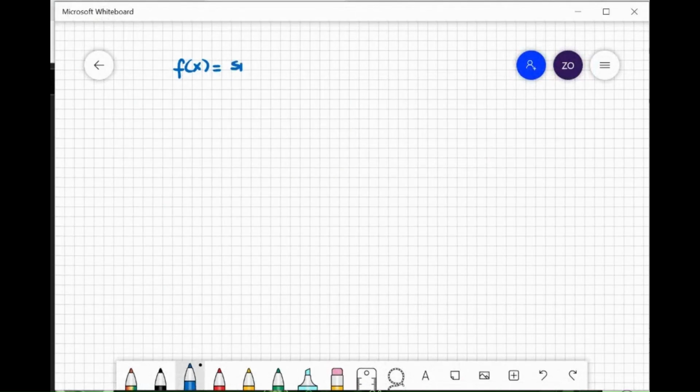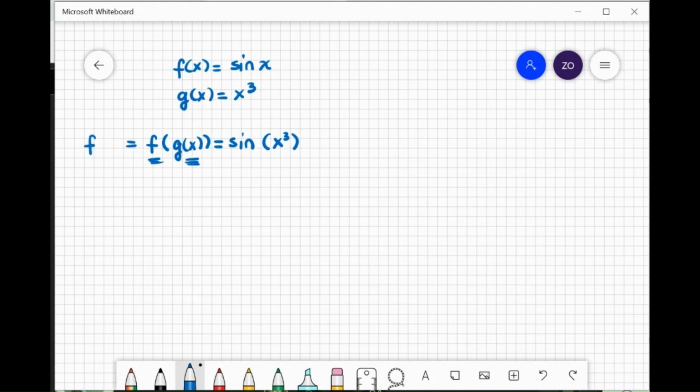Let's call it f. And let's say the function g of x is the x cubed function. Sine of x cubed. Here, x is first plugged into the g function, the x cubed function, and then that expression is plugged into the f function. Okay, so f composition g. So this is how we write it: f composition g of x.